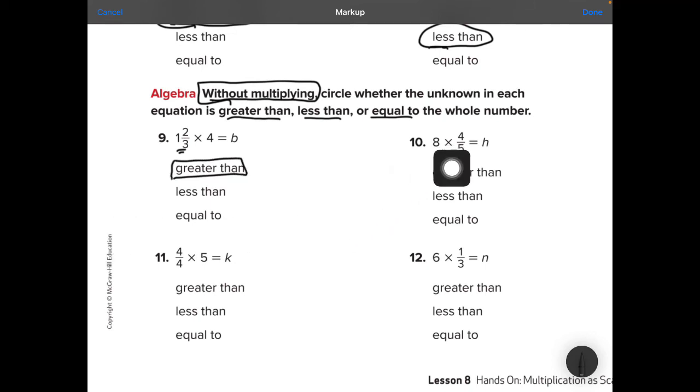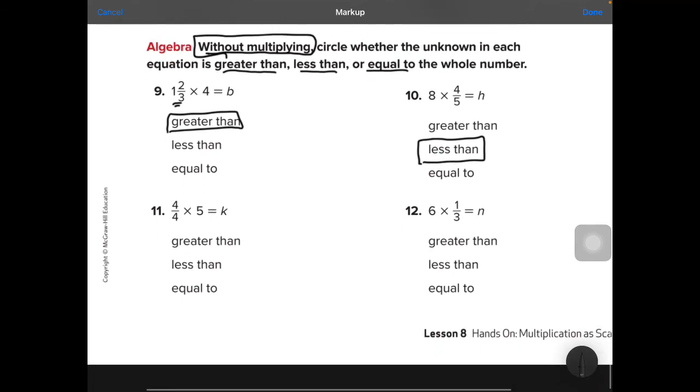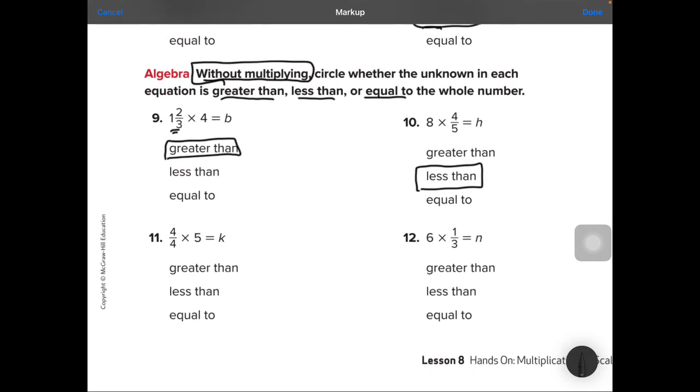Over here on number 10, 8 times 4/5. 4/5 is not quite a whole number. It is less than 1. So when you times 8, is the answer going to be greater than 8, less than 8, or equal to? Yes, you are right.